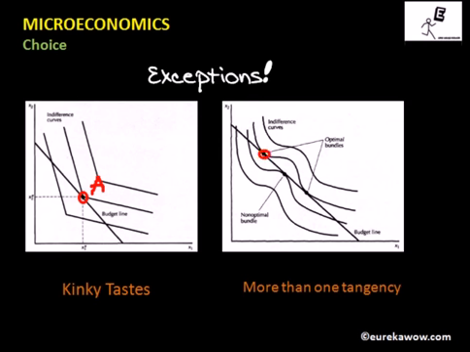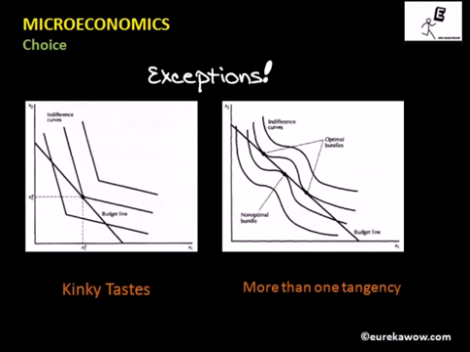This is the point where the slope of the budget line is equal to the slope of the indifference curve. Similarly, this is also a point of tangency, and this is also a point of tangency. However, not all 3 of them are optimal bundles. Why? Because if we look at this point and this point, they are optimal bundles because they lie on a higher indifference curve compared to this one, which lies on a lower indifference curve. Therefore, in this case, we have 2 points of optimality, though we have 3 points where the budget line and the indifference curves are tangential to each other.